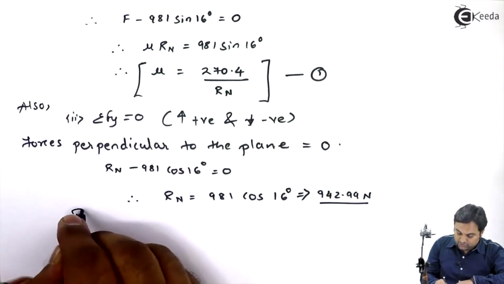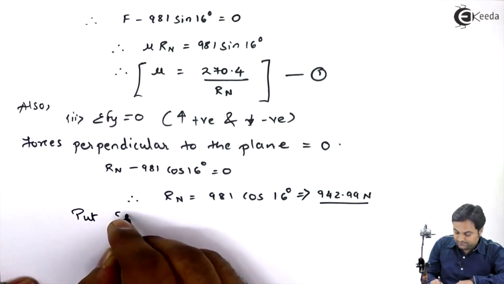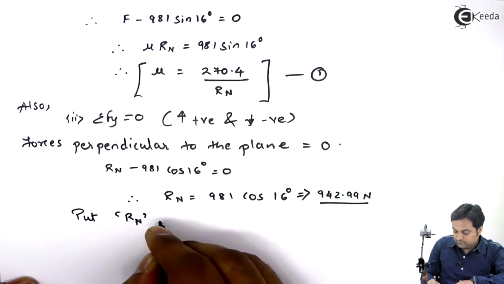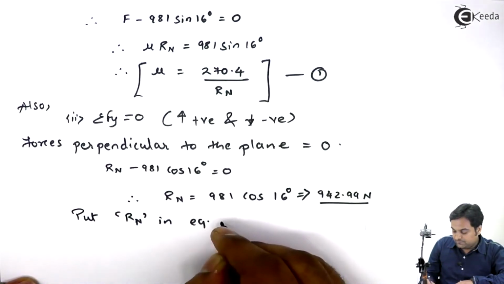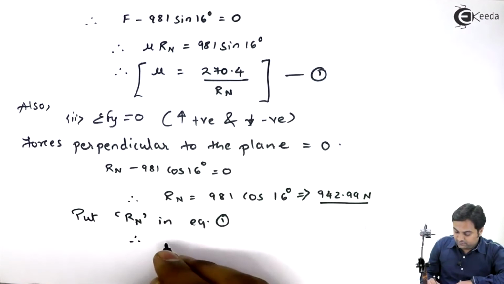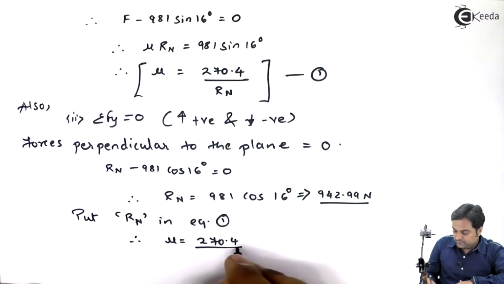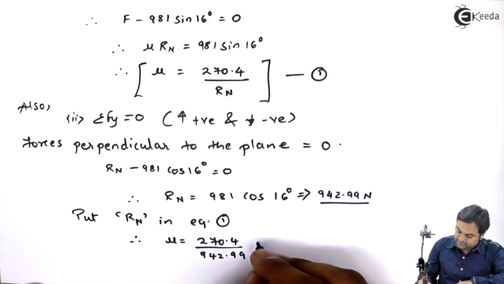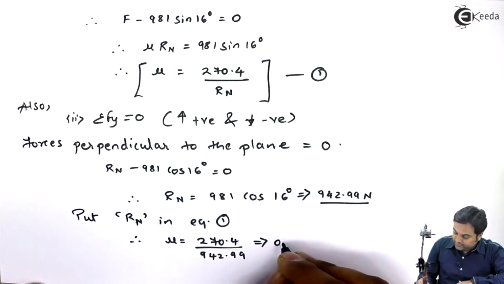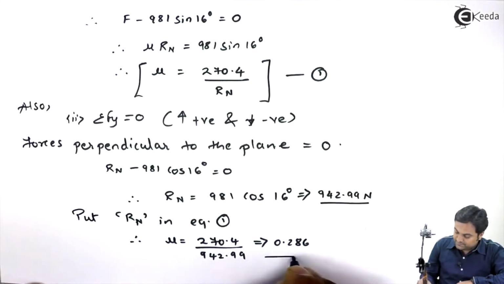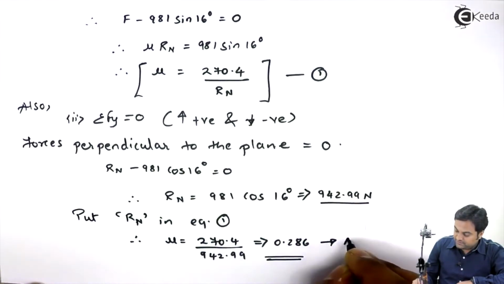Now if I know Rn, I can shift it in equation 1 and get the answer of coefficient of friction. So I'll say that put Rn in equation 1, therefore mu is equal to 270.4 divided by 942.99. Hence my answer of mu will be 0.286. This is my answer.